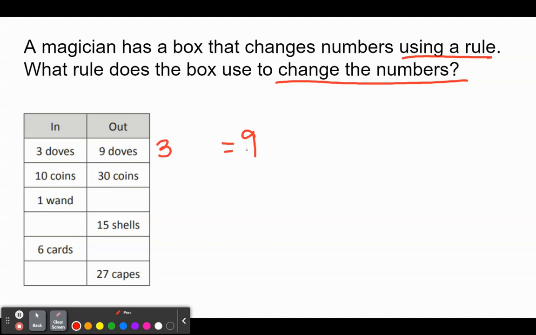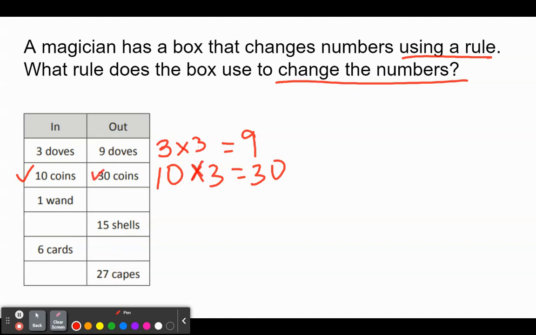So if I do 3 plus 3, that's going to give me 6. So that can't be right. So we have to figure out what can we do to 3 to give us 9. Well, okay. So I know that if I take 3 times 3, that'll give me 9. Oh, that could definitely be a rule. So 3 times 3. All right, let's see if our rule of times 3 is going to give us the output. So if I have 10, and if I multiply that by 3, that's going to give me 30. And it looks like our input is 10 and our output is 30. So that works for that too.